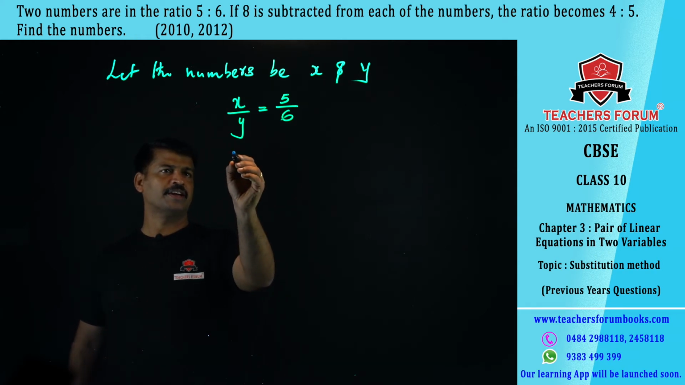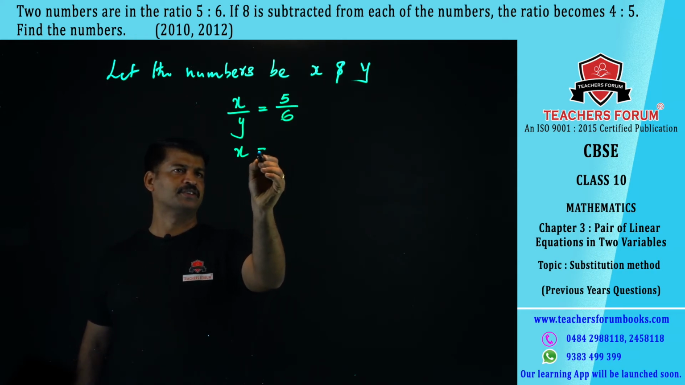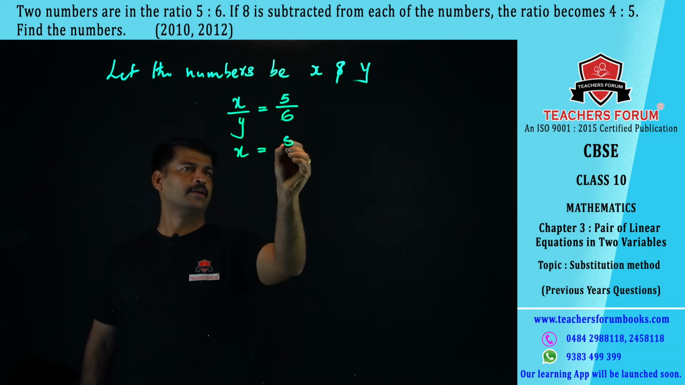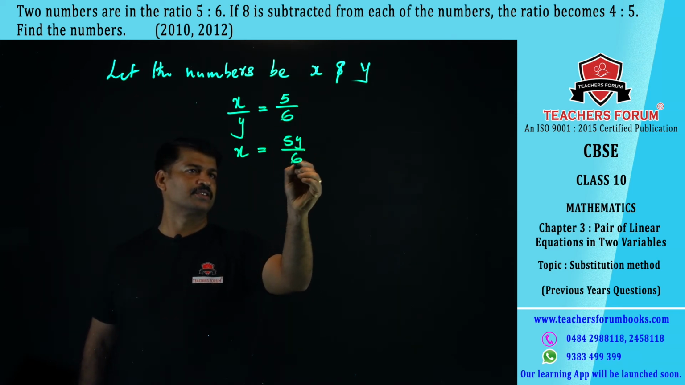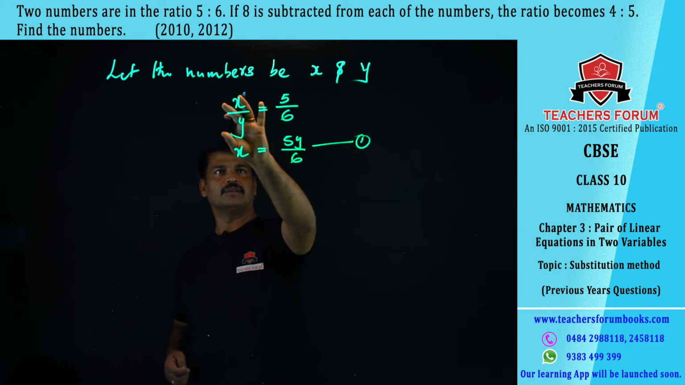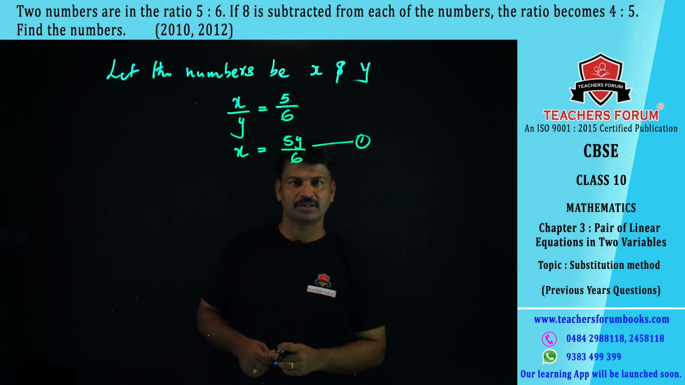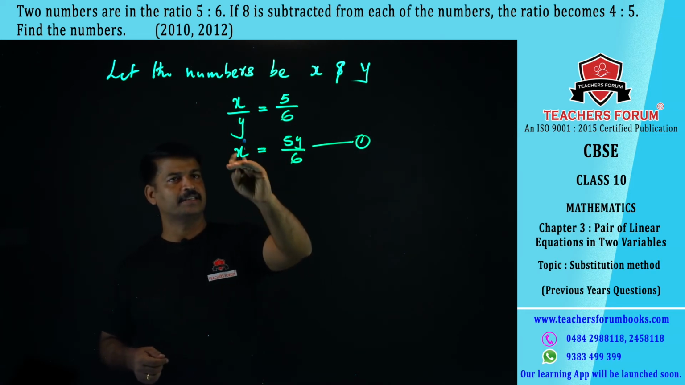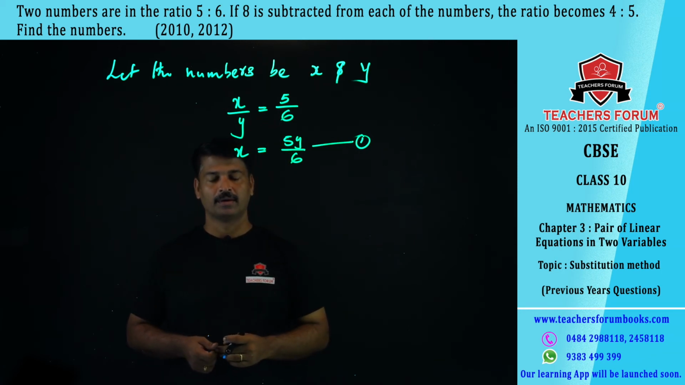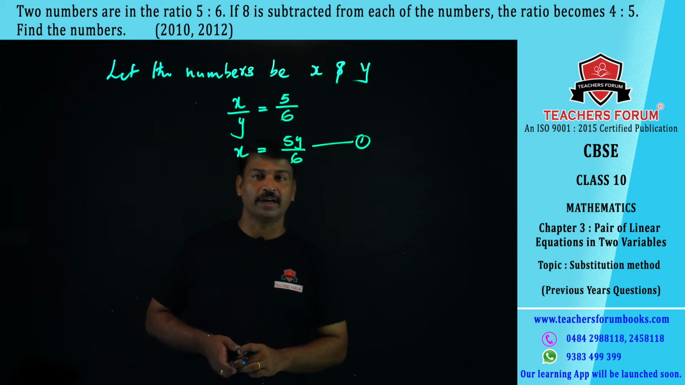From here you can find out the value of x. What is x from here? X is equal to 5y by 6. Let it be equation number 1. So it forms a linear equation. From here we find the value of x. If you want, you can find the value of y. Okay. So x is equal to 5y by 6.